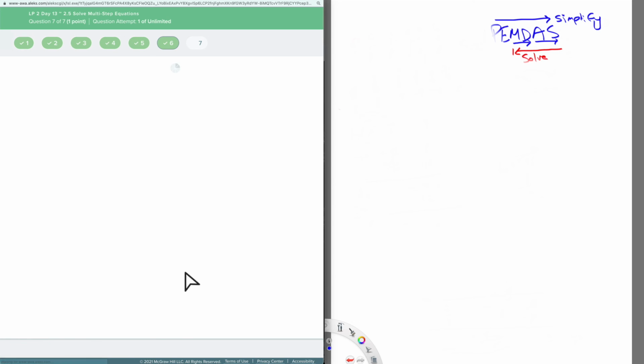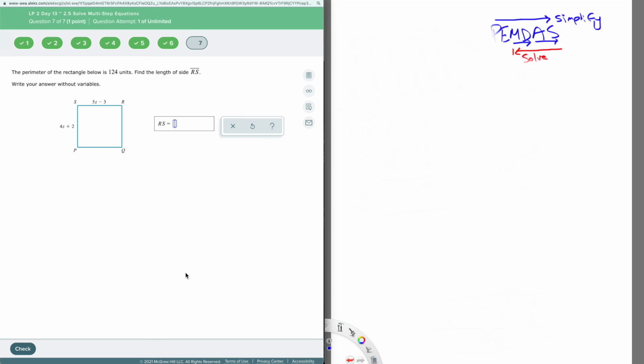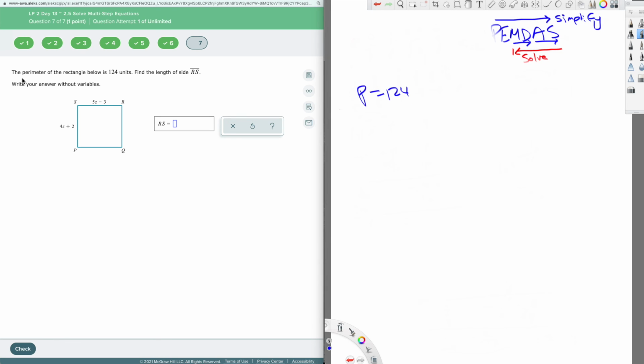Okay, so now we're going to look at the perimeter of the rectangle below. So we know the perimeter is 124 units. They're telling us that. The perimeter of the rectangle below is 124 units. And the word units just means they're not telling us it's feet squared or meter squared. It's just units, whatever it ends up being. Find the length of the side RS.